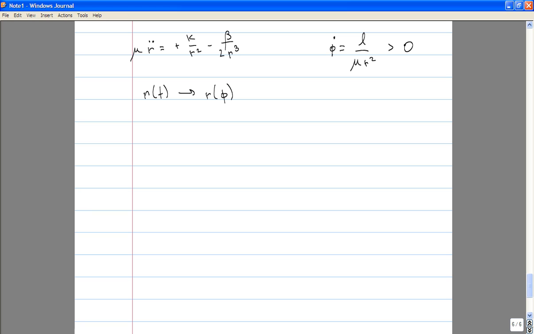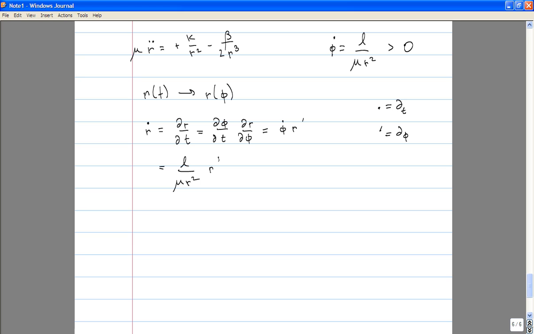So r dot will be equal to, so that's dr by dt, which is equal to d phi by dt times dr by d phi, or phi dot times r prime. So here, dot will denote d by dt, and prime will denote d by d phi. So plugging in my formula for phi dot, I see that r dot is L over mu r squared times r prime.